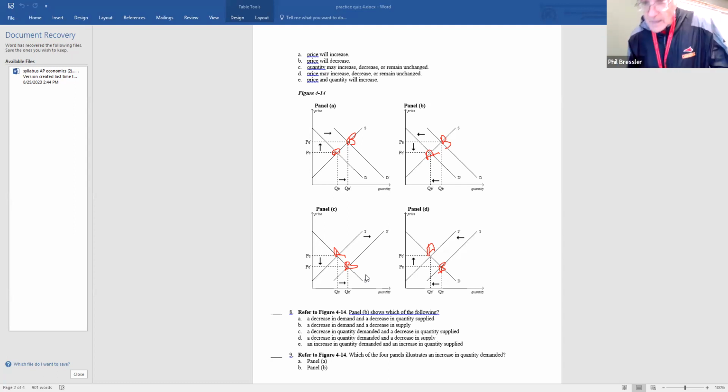So where does demand decrease? I look for a leftward shift of demand. I find that in panel B. So it's B as in broccoli. All right.